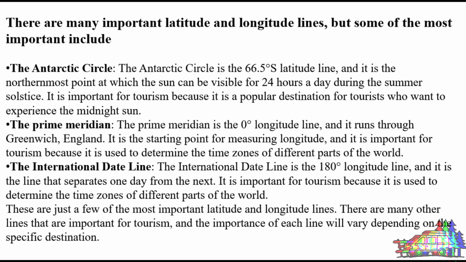The Prime Meridian. The Prime Meridian is the 0 degrees longitude line, and it runs through Greenwich, England. It is the starting point for measuring longitude, and it is important for tourism because it is used to determine the time zones of different parts of the world.